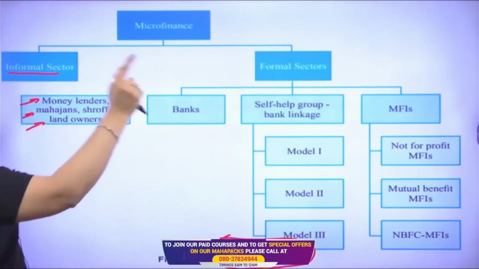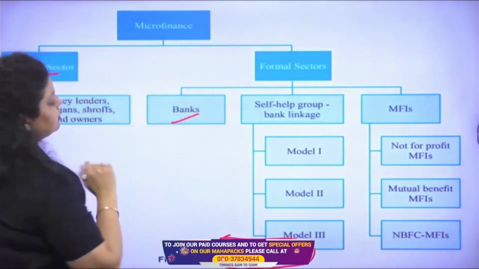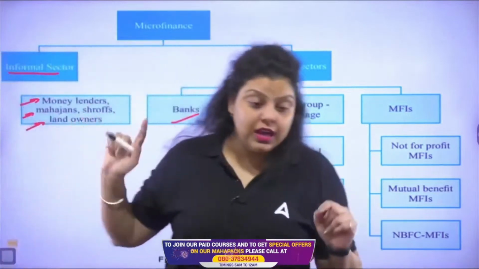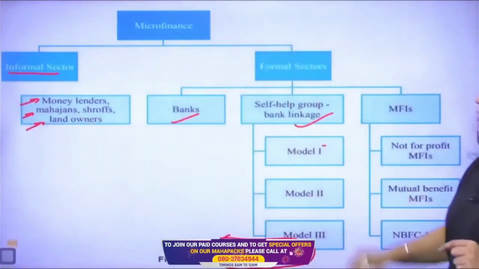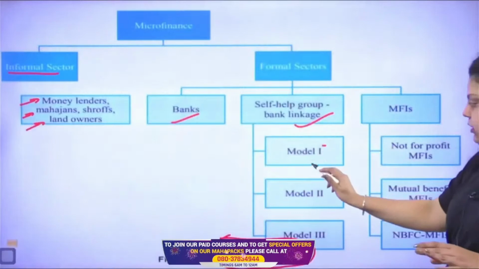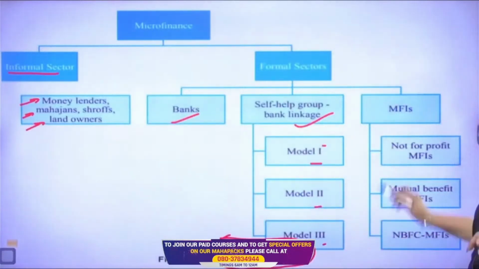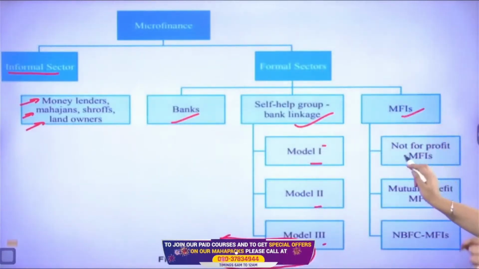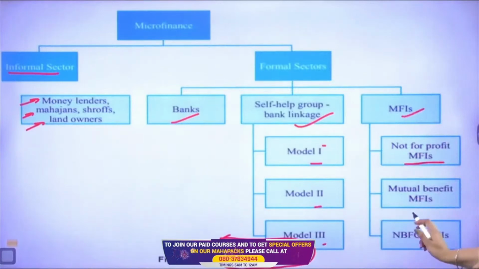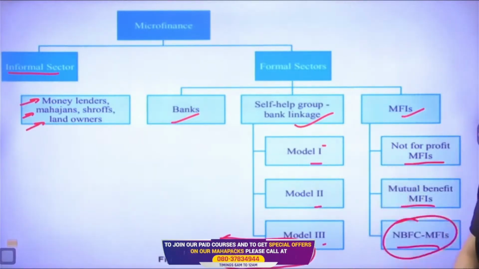But when we talk about the formal sector, we have banks. Then we have self-help group bank linkage, which has 3 models: 1, 2, and 3. Then we have microfinance institutions. There are 3 types: not-for-profit microfinance institutions, mutual benefit microfinance institutions, and NBFC microfinance institutions, and they are regulated by RBI. So this flow chart is very important. Do remember.